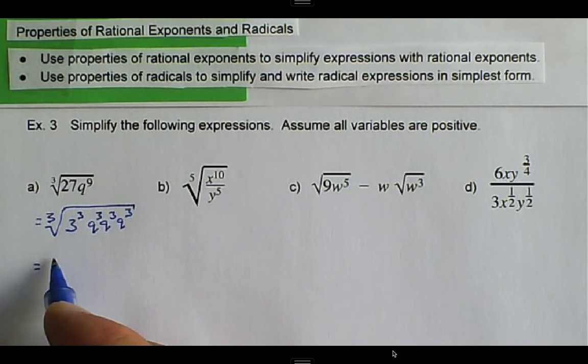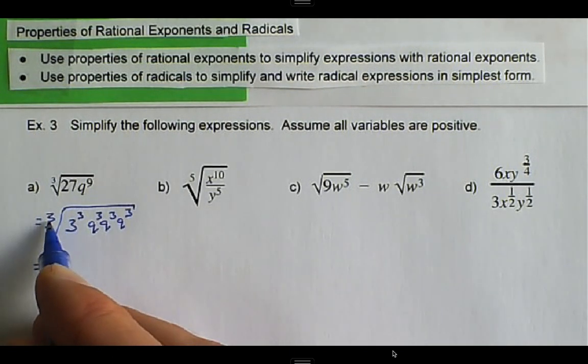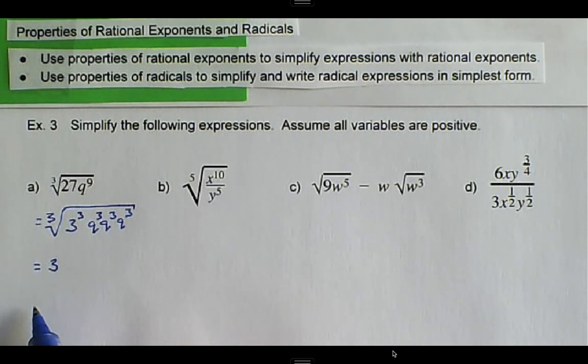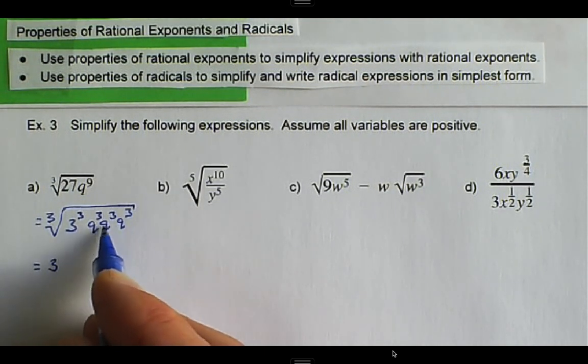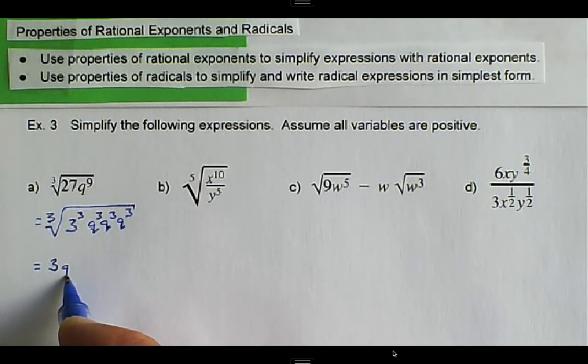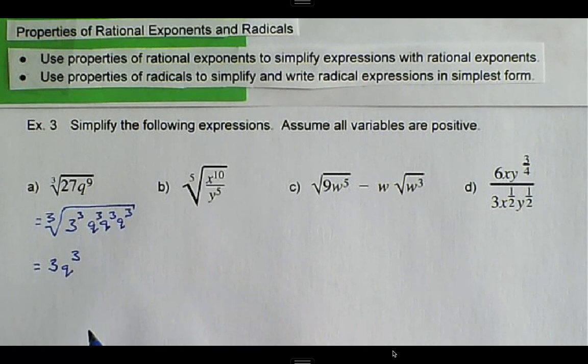So we can simplify this: the cube root and the cube cancel out, so we're just left with 3. And then we can pull all of these out. So we have 1, 2, 3. So that's going to be pulled out as q to the third.